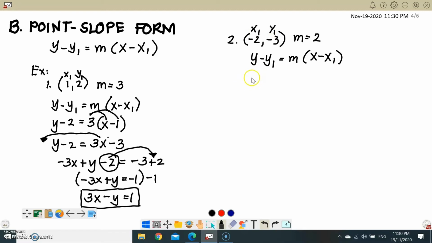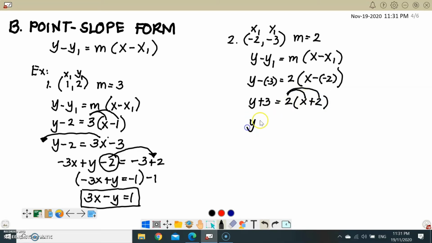Now let us substitute the values. y minus the value of y sub 1, which is negative 3. So we have here y minus negative 3 equals the value of the slope 2 multiplied by x minus the value of x sub 1 equal to negative 2. So negative multiplied by negative 3 gives you positive 3. So we have y plus 3 equals 2 multiplied by x, negative multiplied by negative 2 is positive 2, so we have here x plus 2. So we distribute 2 to x and positive 2. So y plus 3 is equal to 2 multiplied by x is 2x, 2 multiplied by 2 is positive 4.